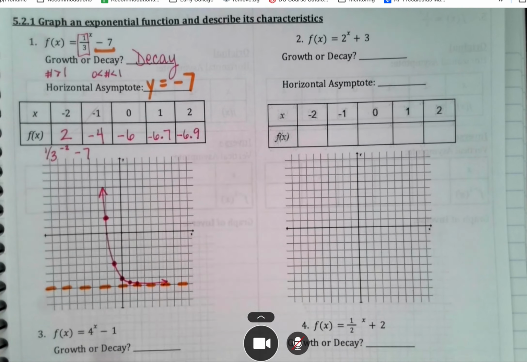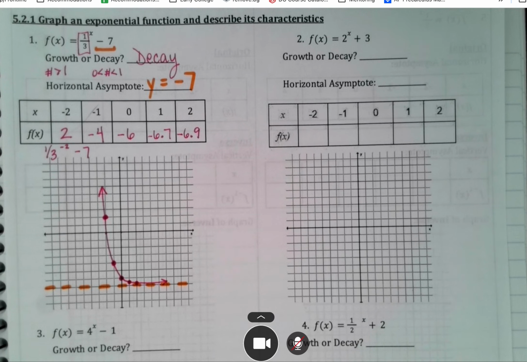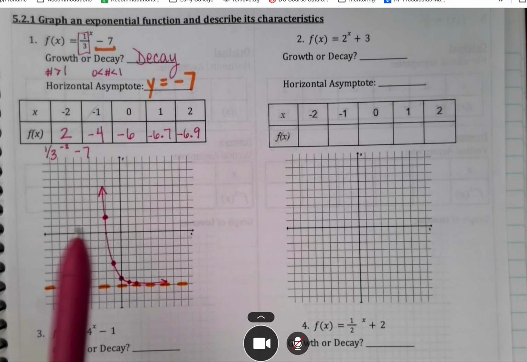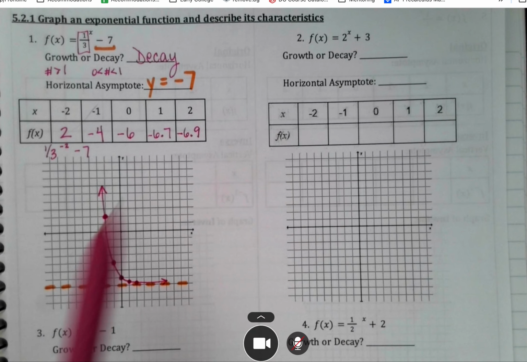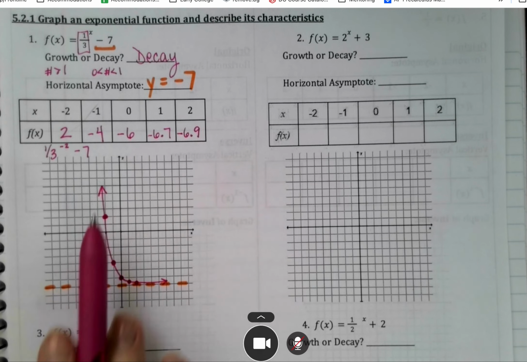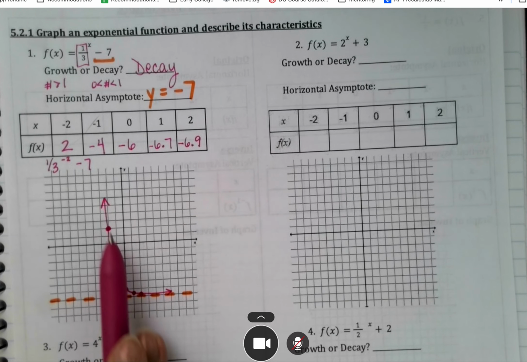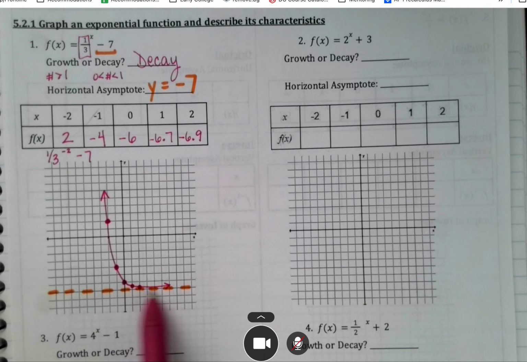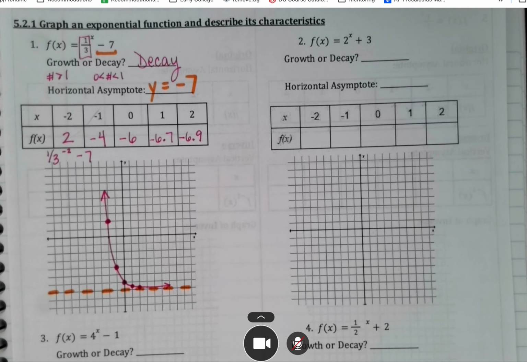And I want to put arrows on both ends, and so my graph looks like this. This does demonstrate the decay that we thought, because as we go from left to right, our graph is decreasing. It is going down, and it is getting really close to that asymptote. I don't want to cross it. So this was an exponential graph.